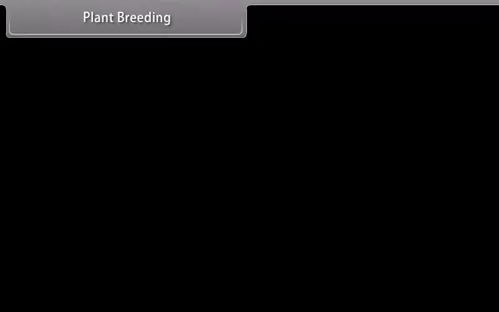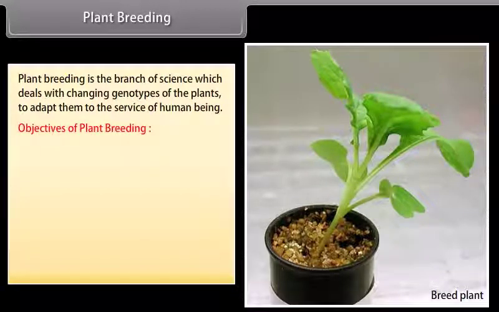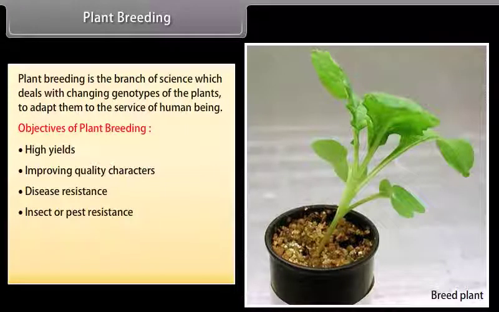Plant breeding. Plant breeding is the branch of science which deals with changing genotypes of the plants to adapt them to the services of human beings. Objectives of plant breeding. High yields. Improving quality characters, disease resistance, insect and pest resistance, broadening growing area.